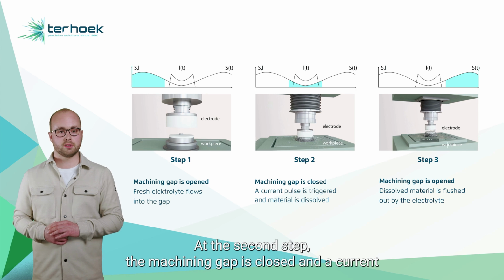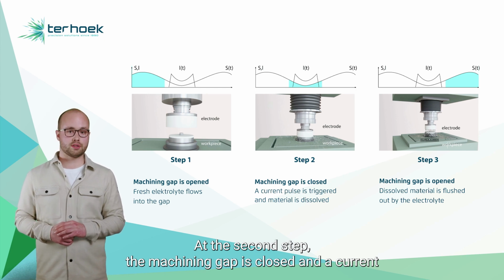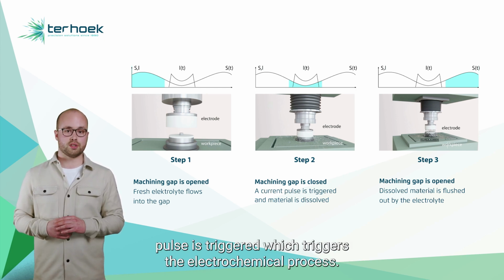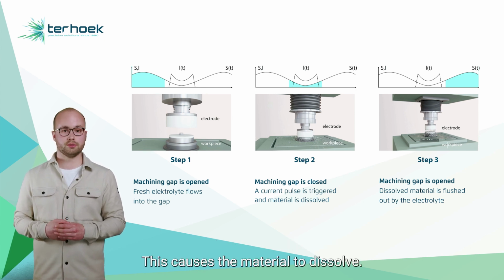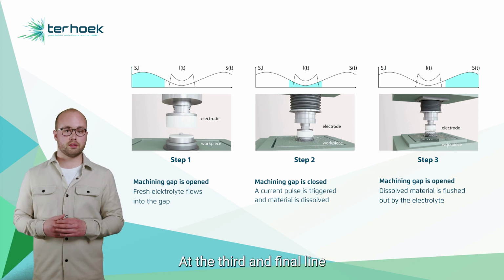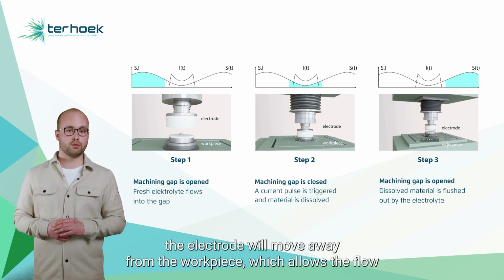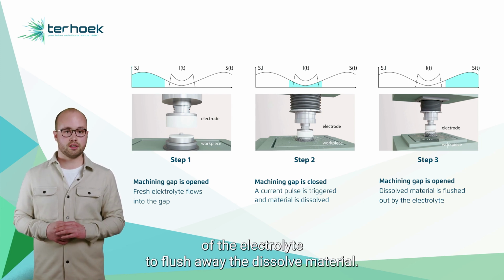At the second step, the machining gap is closed and a current pulse is triggered, which triggers the electrochemical process. This causes the material to dissolve. At the third and final step, the electrode will move away from the workpiece, which allows the flow of the electrolyte to flush away the dissolved material.